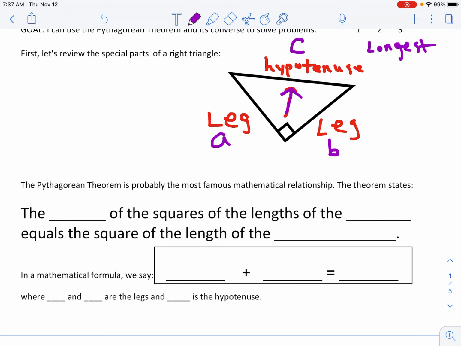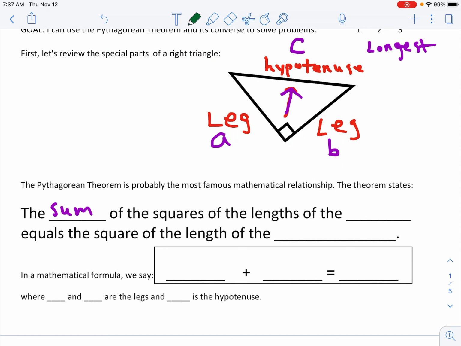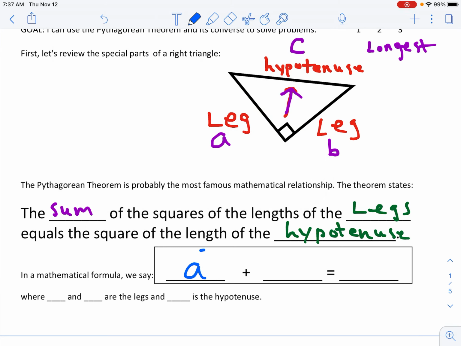The Pythagorean theorem is one of the most famous formulas in the world. It's the sum of the squares of the lengths of the legs equal to the square of the hypotenuse. So here's our big formula: a squared plus b squared equals c squared. Remember, A and B are legs. C always has to be the hypotenuse. If you can plug it in correctly, the rest is just cleaning it up and solving it algebraically.